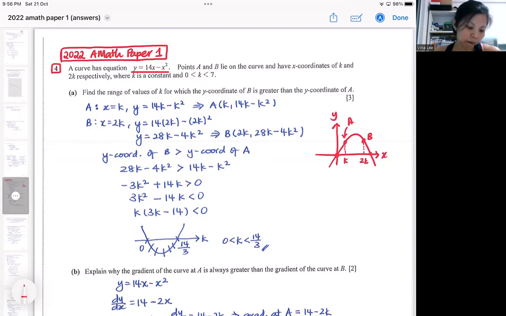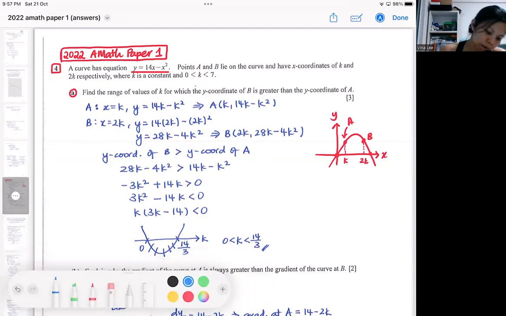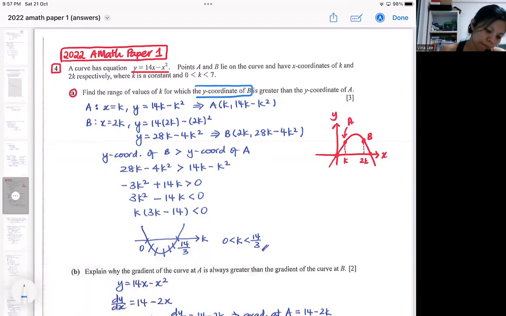Look carefully at how they phrase part A, because some students cannot process part A. Find the range of values of k for which the y coordinate of B is greater than that of A. So we have 2 things of concern: the y coordinate of B and the y coordinate of A. You will need to come up with these based on the information.